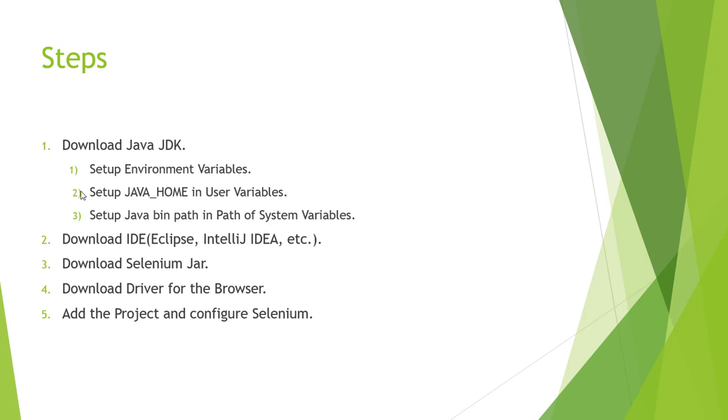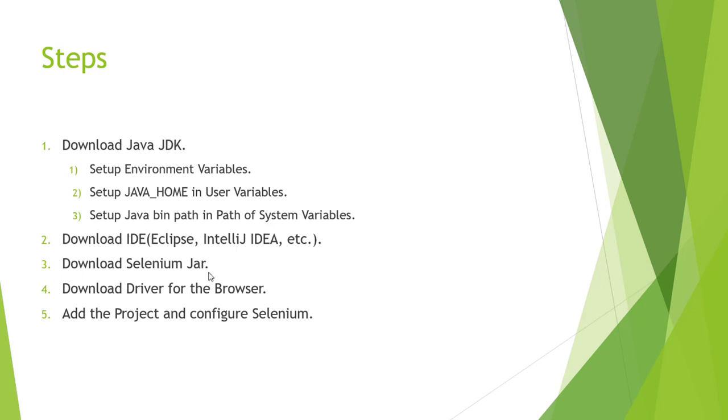To write our first test script, first of all we need to download the Java JDK. As we are working with Java, we need to download the Java Development Kit, and then there are some things we need to set in our environment variables. We will be discussing that. The second step is to download an IDE like Eclipse, IntelliJ IDEA, or Sublime Text. Any one that is suitable for you, but in this tutorial we will be working with IntelliJ. The third step is to download the Selenium jar.